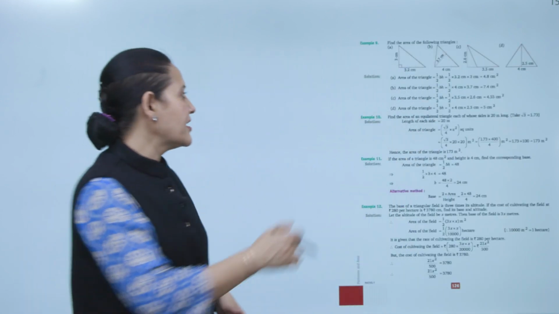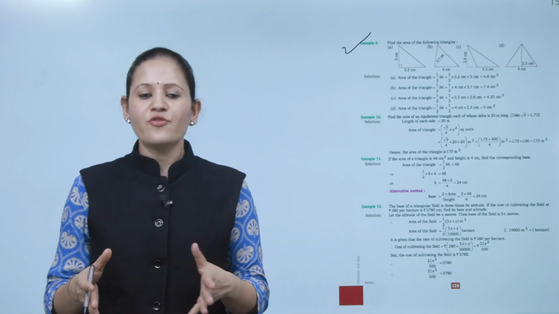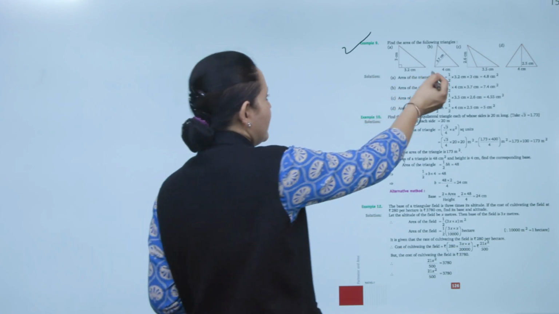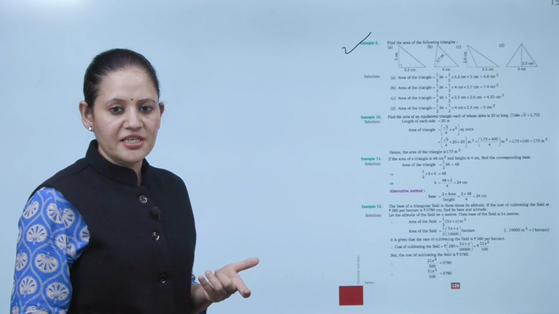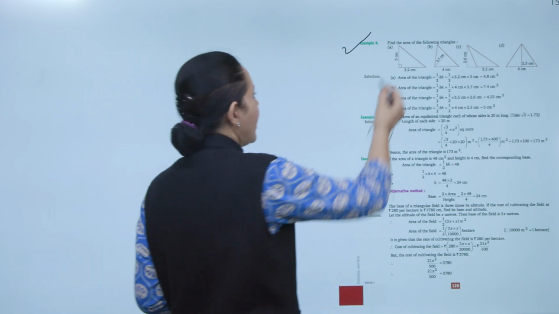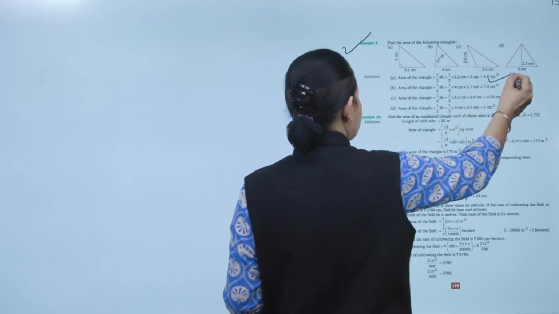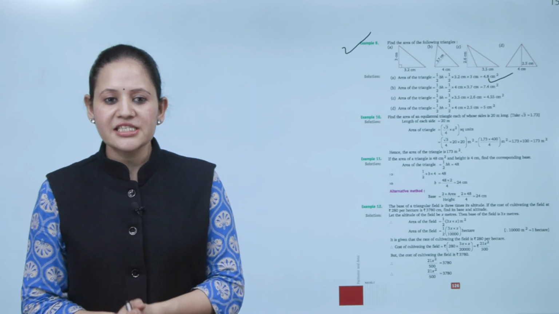Next we will take an example here. Find the area of the following triangle. So in the first triangle, area will be 1/2 B into H. So 1/2, the base will be 3.2 centimeter and the height that is given is 3 centimeter. So that is equal to 4.8 centimeter square. That is the area. Practice all the examples here.